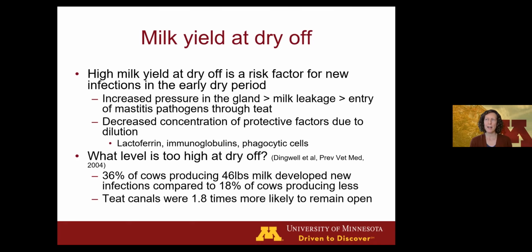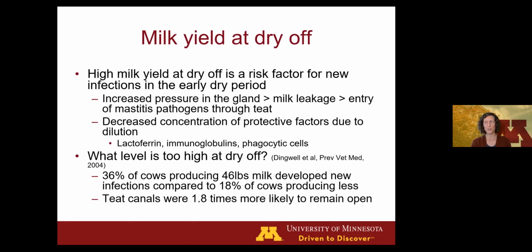So if high milk yield is a risk factor, what do we mean by high milk yield? What milk production level is too high at the time of dry off? And if anybody here has a real black and white answer on that, or an opinion about what it is in your herd, I would really like to hear that. There is really not good data to say that X pounds of milk production is too high a risk at the time of dry off, and we shouldn't dry off those cows, or we should do something to decrease their milk production before we dry them off.